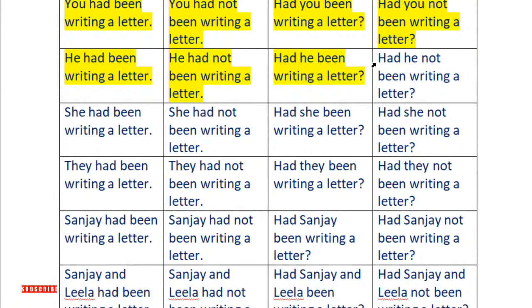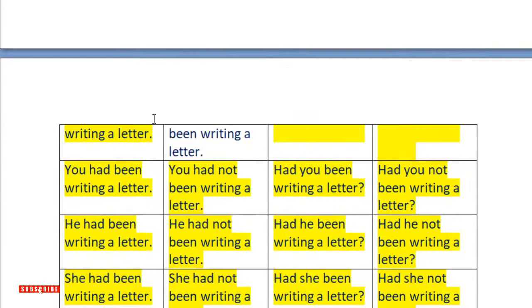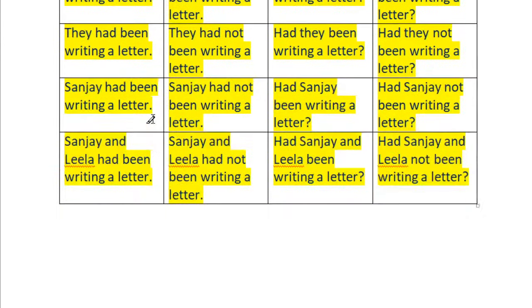So these were the examples of past perfect continuous tense. Here the action starts in the past and then continues in the past and also stops in the past.